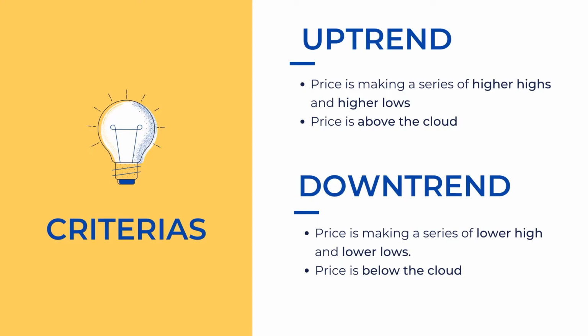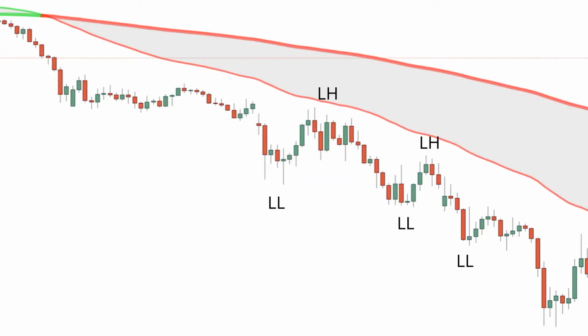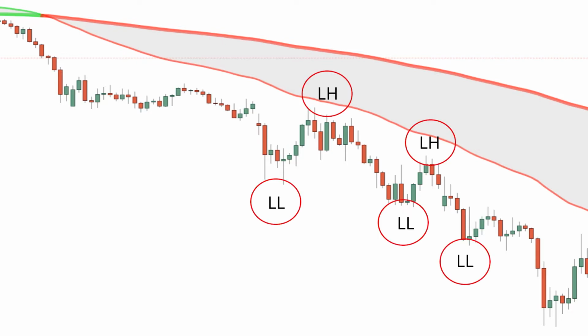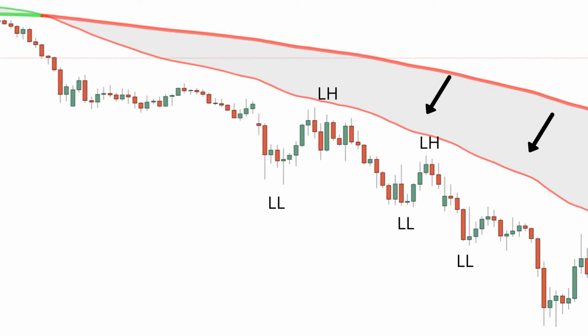Let's look at a downtrend. For a downtrend, price must make lower highs and lower lows, and price must be below the cloud. Now, let's look at an example of a downtrend. So this downtrend actually made several lower lows and lower highs. Price is also below the cloud. If it fulfills the two criteria, it is a downtrend.